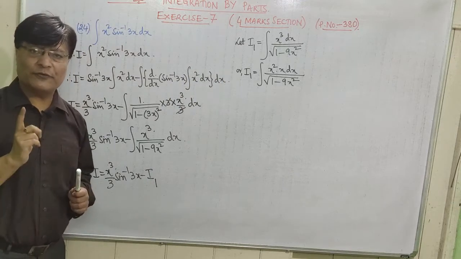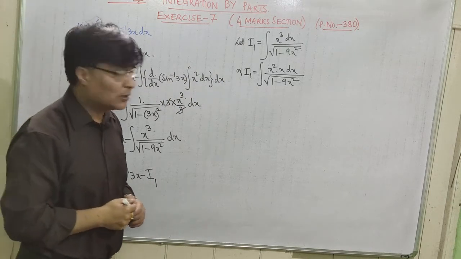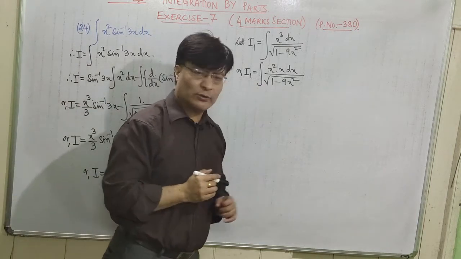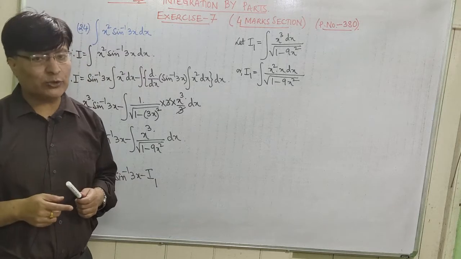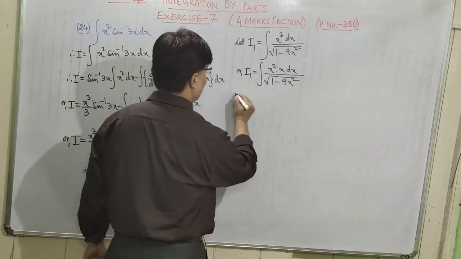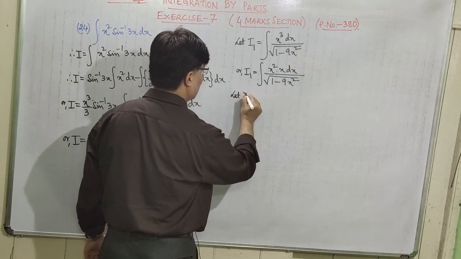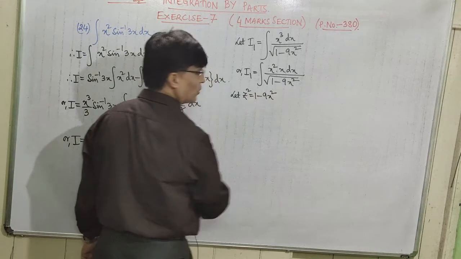Is that clear to all of you? Now you can use the method of substitution in this case. Since the expression is under the square root, you can assume this 1 minus 9x square as z square, and it is in the denominator. So let us assume, let z square is equal to 1 minus 9x square.